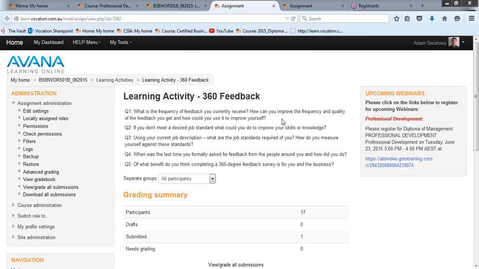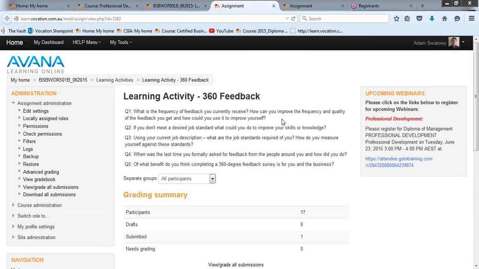And it's something that you need to know, because in your first assessment task, you're going to be asked how to use this particular tool, 360-degree feedback, when you might use it, why you might use it, and the benefits of it, and so forth. So it's really important that we talk through it today.